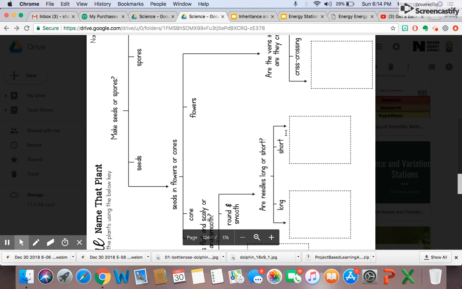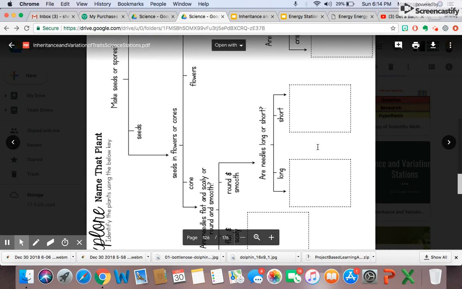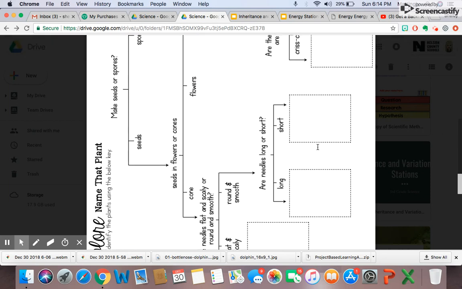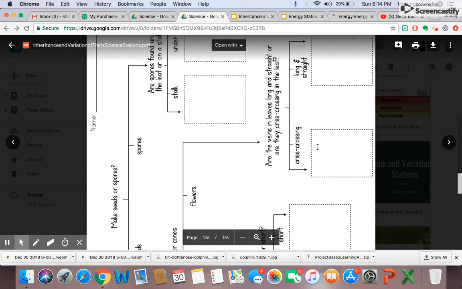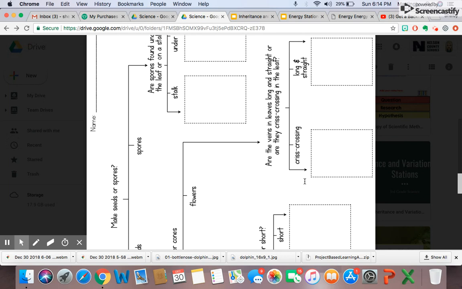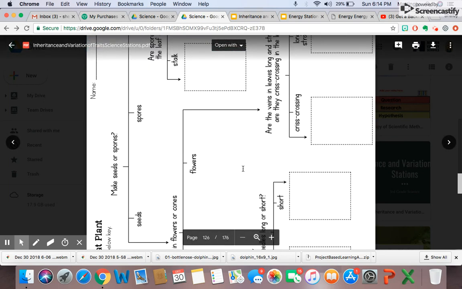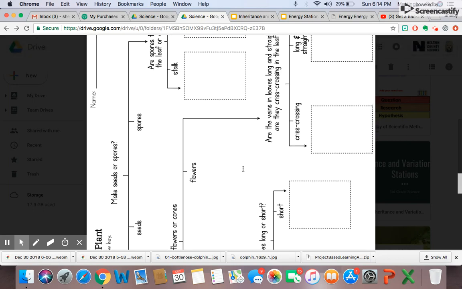Once you have cut and glued these in what you think is the correct spot, maybe check with a partner to see if you have matching answers. And if you don't, maybe talk about that a little bit and see if there's anything you need to change on yours. But other than that, that is the end of the activity.